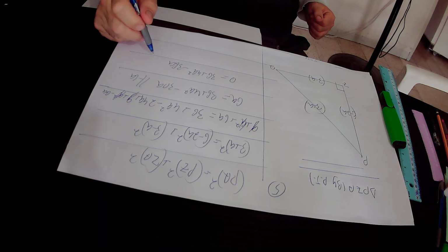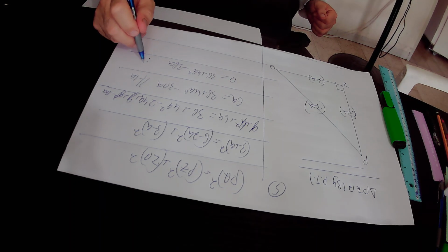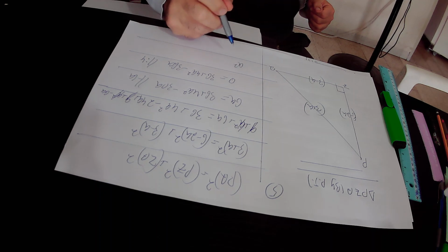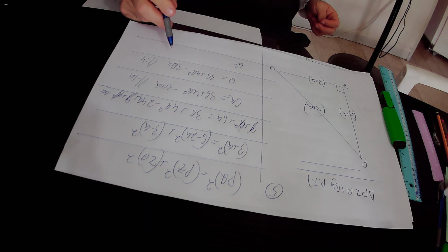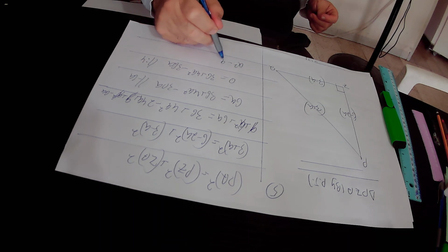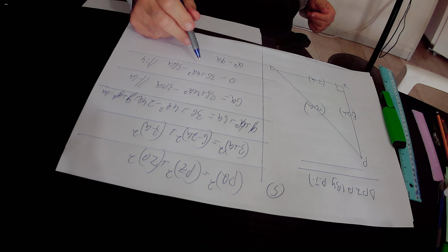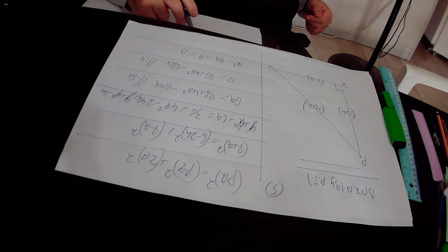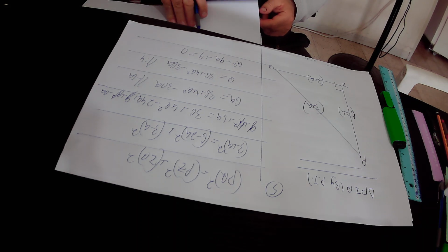Here we will divide this equation by 4, and we get that 4A squared over 4 is A squared, minus 36A over 4 is minus 9A, and 36 over 4 is 9. 0 over 4 is 0, of course. In conclusion, we actually found out that A squared minus 9A plus 9 equals 0. This is a quadratic equation. I repeat again.